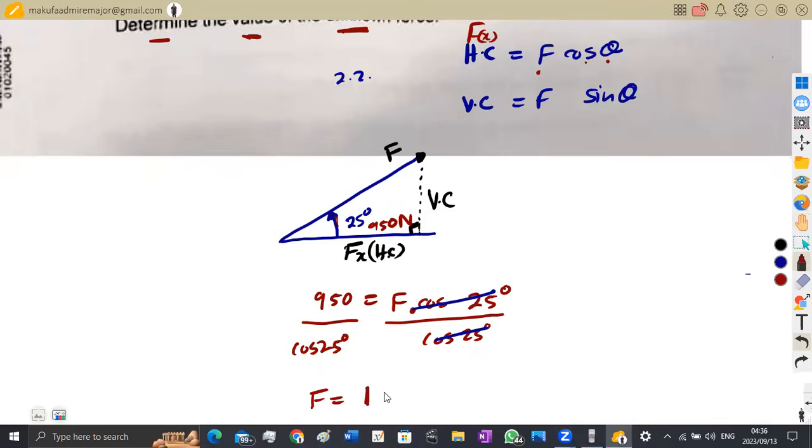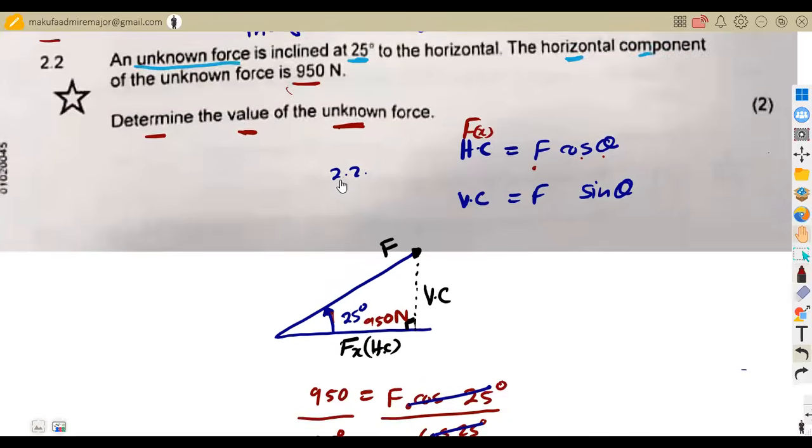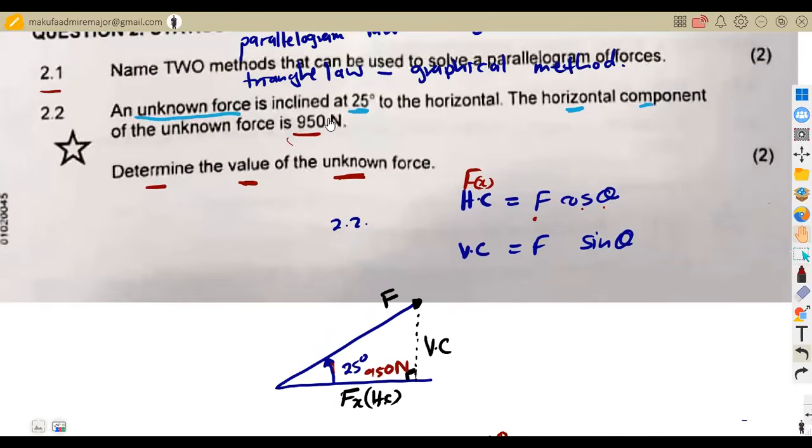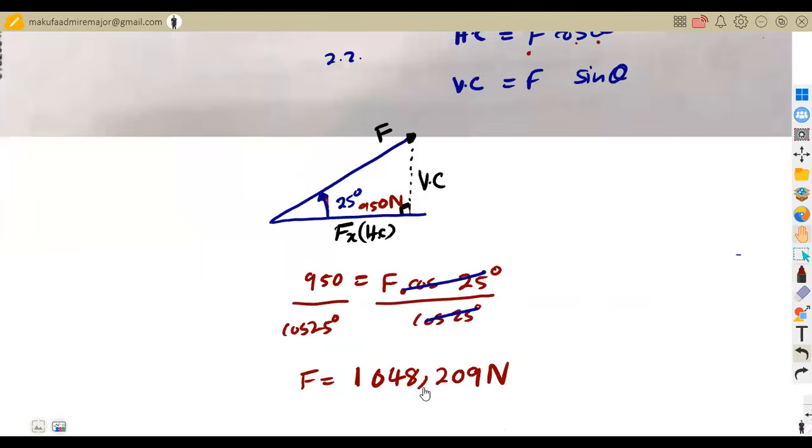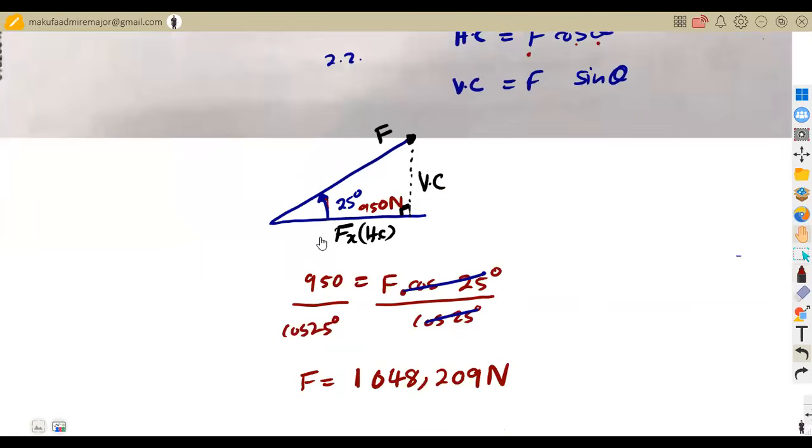1048,209 in Newton. This, the other force that we are given, it's in Newton. So meaning to say our answer also is supposed to be in what? In Newton. If you were given kilonewton, then this answer also supposed to be in kilonewton. But if you want to express your final answer in kilonewton at the end, it's fine. You can do that, but there was no need for us to do that.